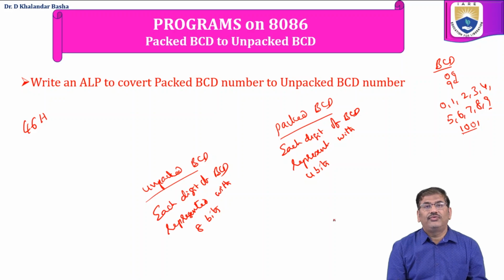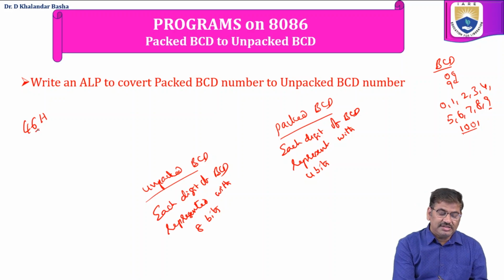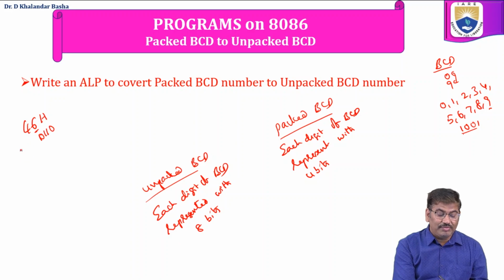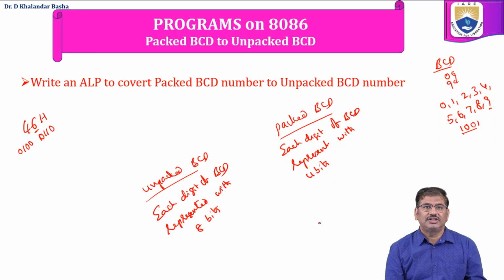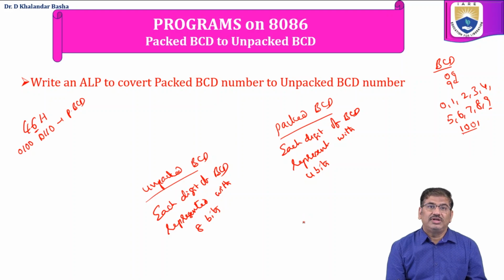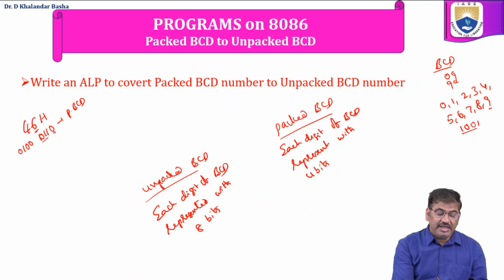When you write 46H in hexadecimal, the 6 is represented as 0, 1, 1, 0. We are allocating 4 bits. 4 will be taken as 0, 1, 0, 0. This is 4 bits each, so this is called a packed BCD number. Now we want to convert this into unpacked BCD. That means each BCD digit will be represented with 8 bits. That is 0, 0, 0, 0, 0, 1, 1, 0.